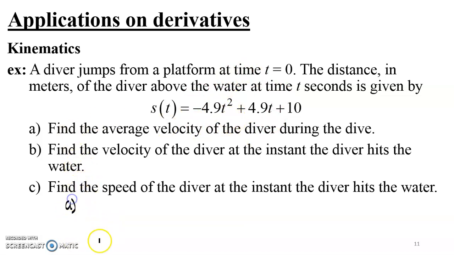So in fact, if we consider this to be the surface of the water and this to be the platform over which the diver jumps at t equals 0. Now in part A, we're asked to find the average velocity of the diver during the dive. Now during the dive, that is starting from where he jumped out of the platform at t equals 0 all the way to the moment he hits the surface of the water. So I need to determine the average velocity over that period of time, starting from t equals 0 up to the value of t the moment the diver hits the water.